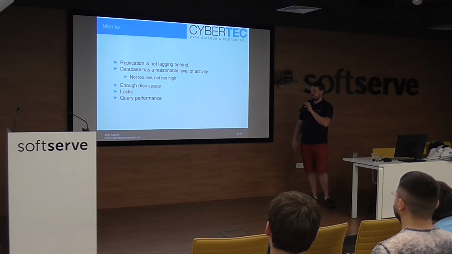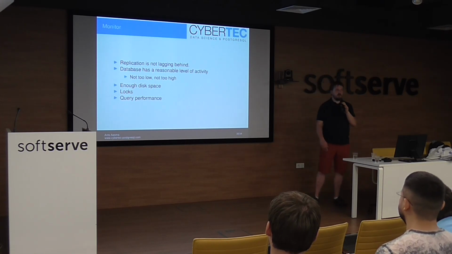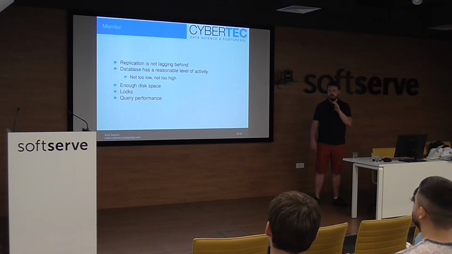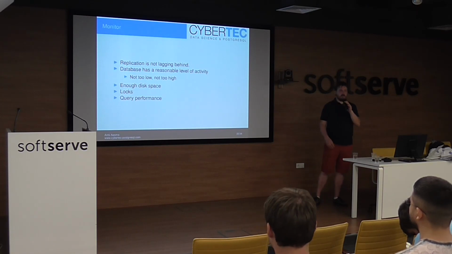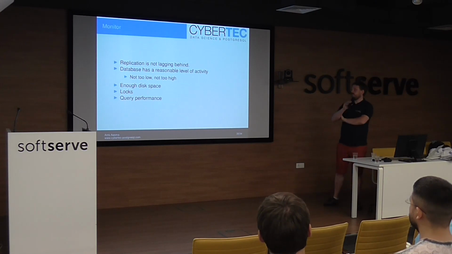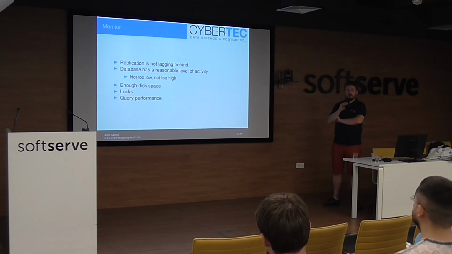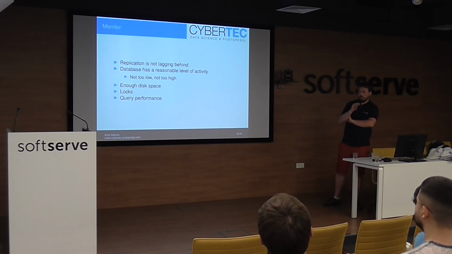So monitor logs, and also monitor query performance. Check out, for example, auto-explain, and use auto-explain to log slow queries and try to fix them. Because if the database is not responding quickly enough, that's also an availability problem. It's not only enough that the database is up, it also has to be working quickly enough to fulfill its purpose.